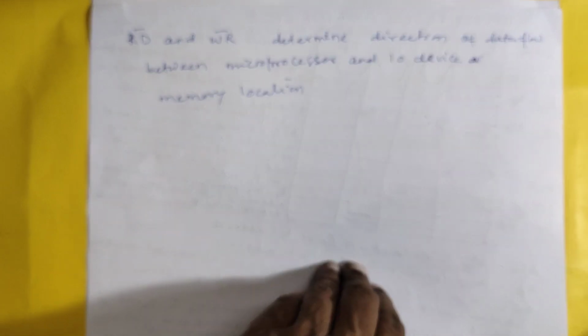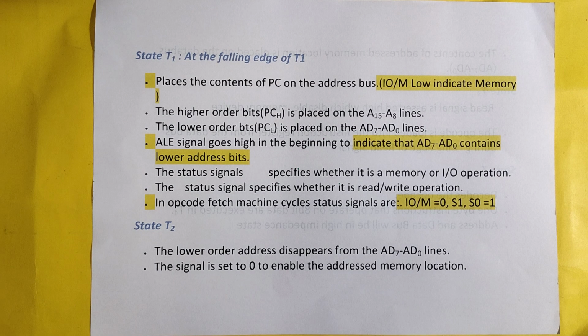RD and WR determine the direction of data flow between the microprocessor and the IO device or memory location. Here, what are T1, T2, T3, T4?